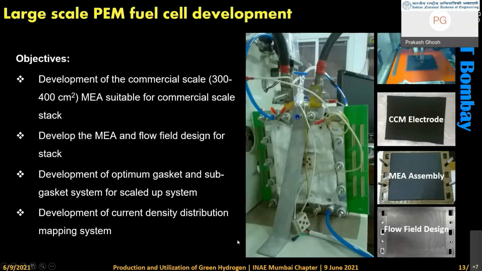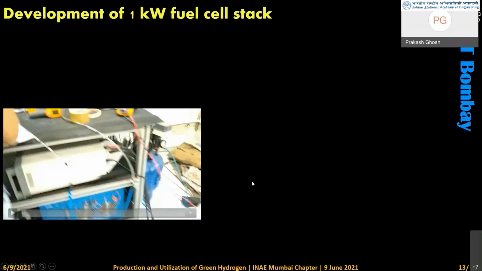And also we have our own current density mapping, because when you are scaling up, you will have a distribution problem of the gases and reactants. As a result of that, you will have problems in the performance. So we have done some work on this, which we have also patented at IIT, and we use it for current density mapping. So we know how the behavior changes in scale up.